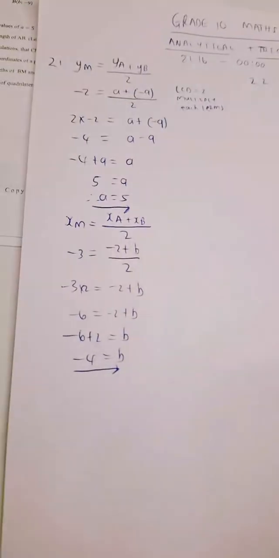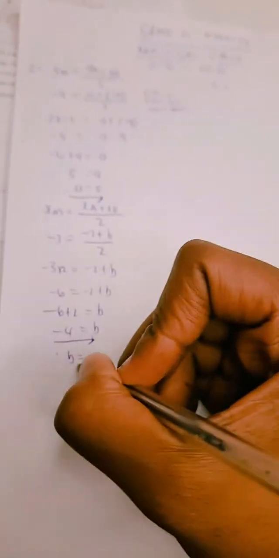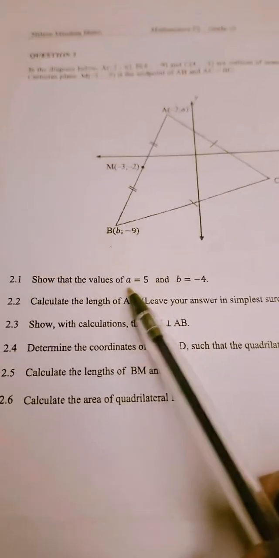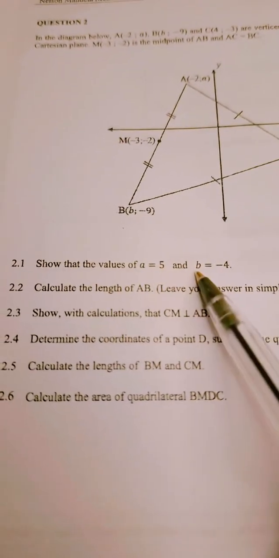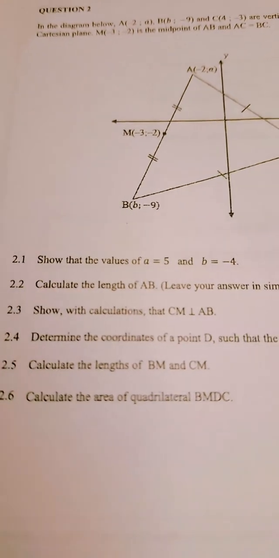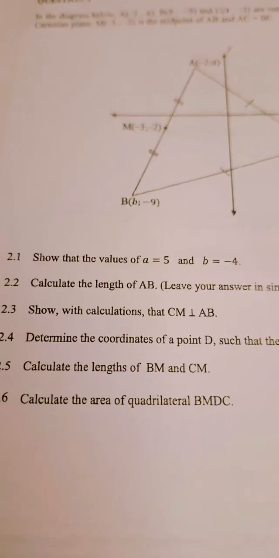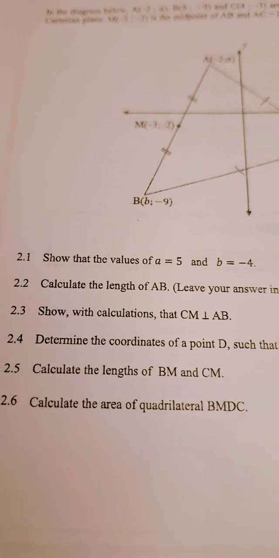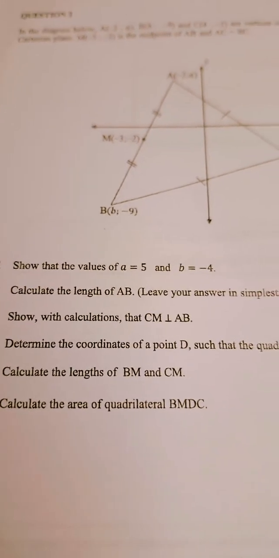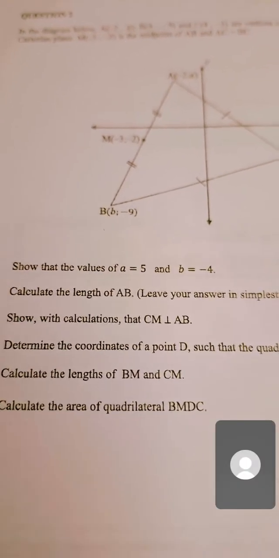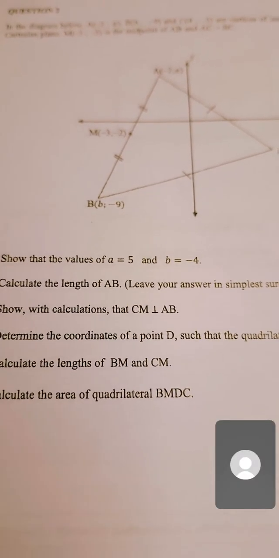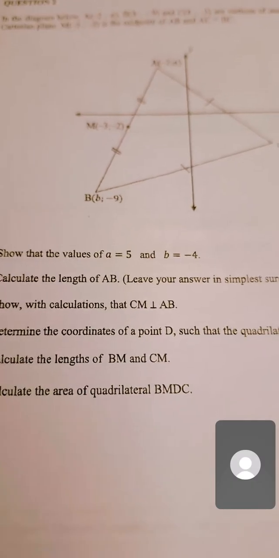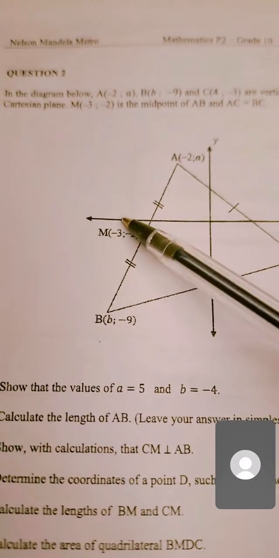B is equal to negative 4. All right, so there we have it. I think we've just shown both of the values, that a is equal to 5 whilst b is equal to negative 4. So for 2.1, guys, very evidently we are getting the x and the y coordinate of the end point when given the midpoint.